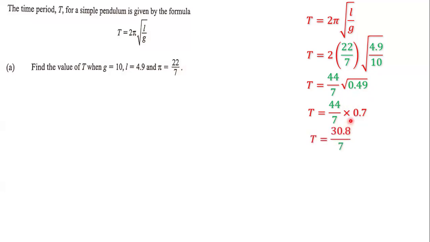Next thing we do is we multiply. So we say 0.7 multiplied by 44, and that gives us 30.8. So we have 30.8 divided by 7. And what is 30.8 divided by 7? Well, that's going to give us 4.4. So t is equal to 4.4, and that's the answer to this question.